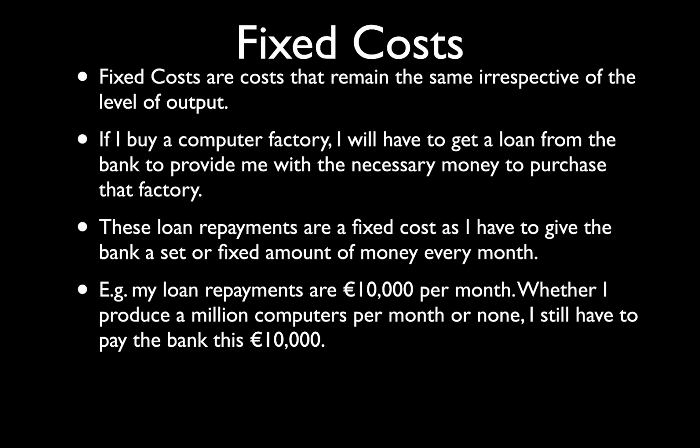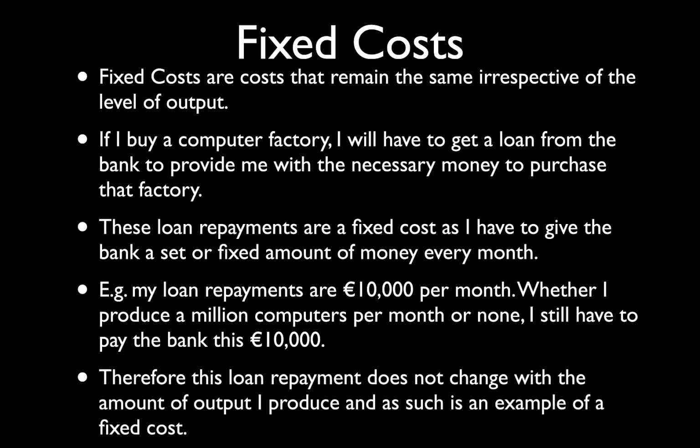And again, you could say, well, interest rate rise, that could go up to 10,100, and I could say yes, but that change in cost, that change in repayment was not caused by a change in how much stuff my firm is making, and therefore it's a fixed cost. Okay, therefore this loan repayment does not change with the level of output. You see that? The level of output I produce, and as such is an example of a fixed cost.